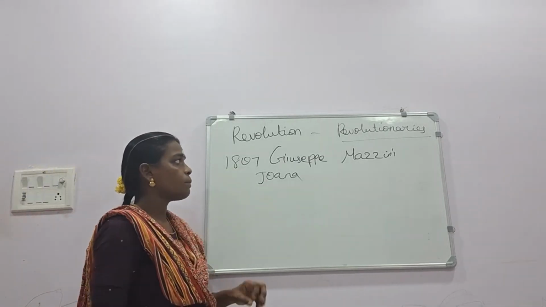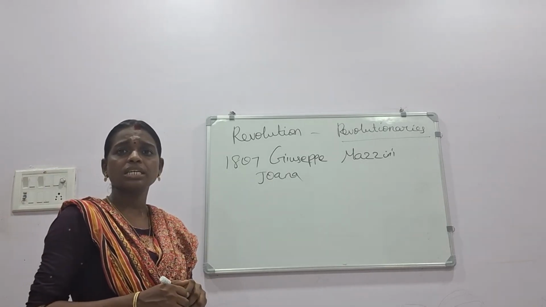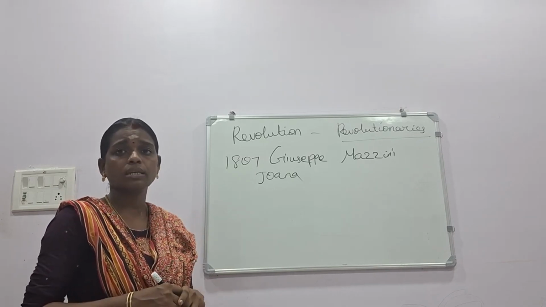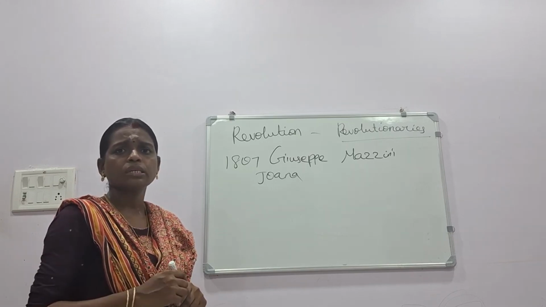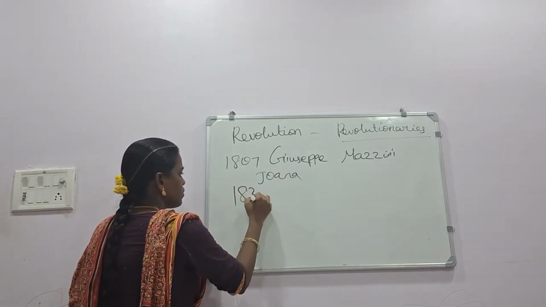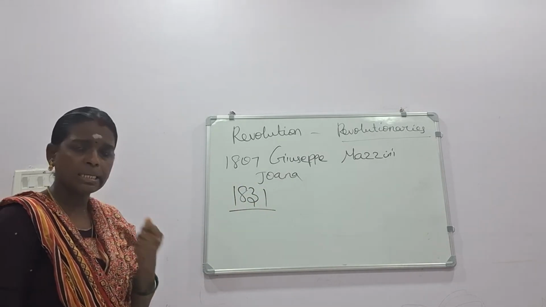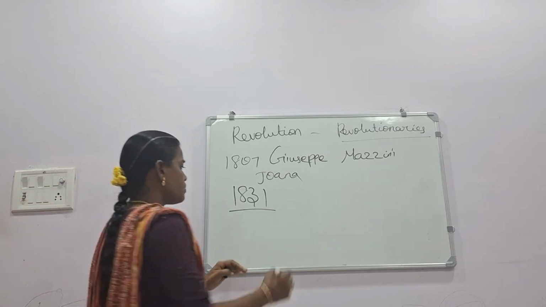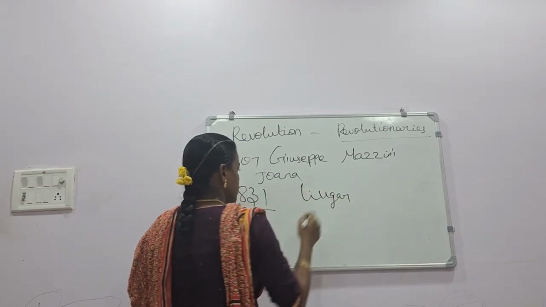So he became a revolutionary and led many revolutions in European countries, especially in the year 1831. In 1831, he led a revolution in the place of Luger.